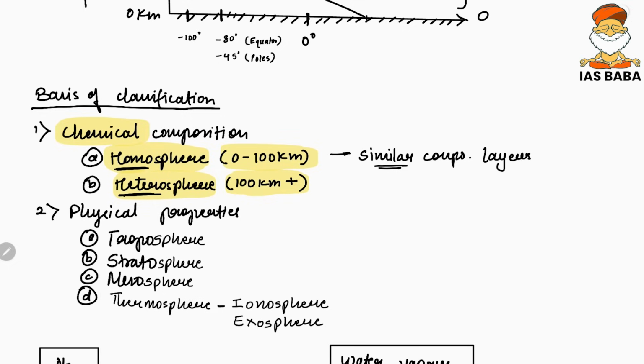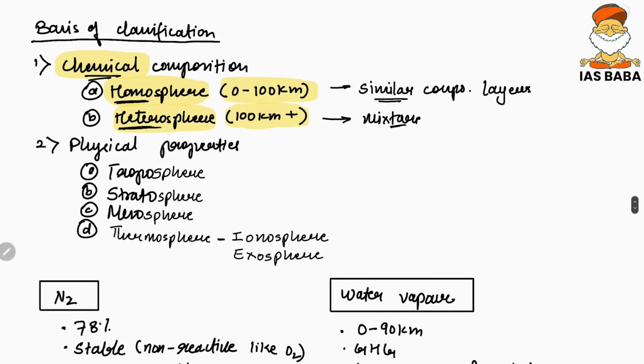So it could be in the form of the temperature, in the form of the different atmospheric gases, on the basis of chemical composition. And heterosphere is wherein a mixture of all the gases is there, wherein specific differentiation is not so easy.